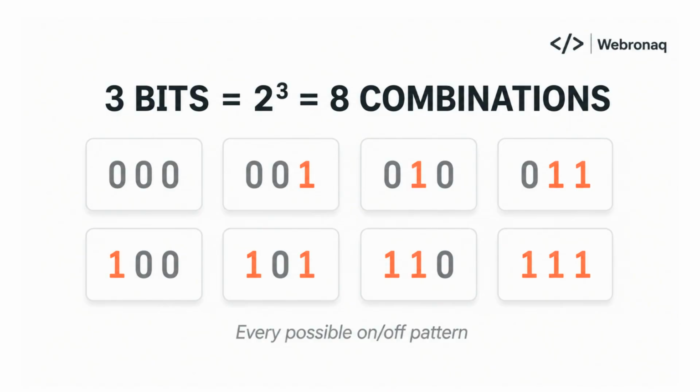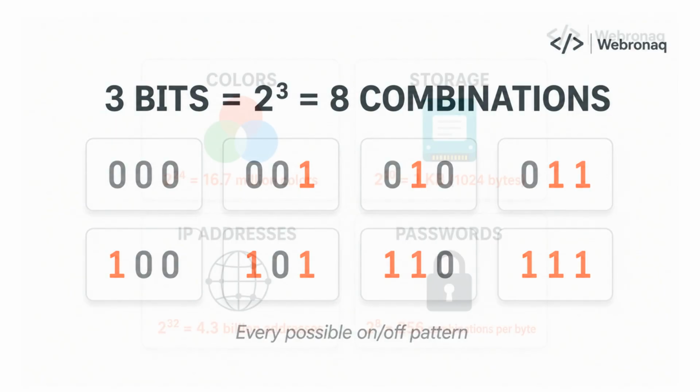Let me show you this with a real example. Say we have 3 bits to work with. Each bit can be either a 0 or a 1. So if you list out every possible on-off pattern, you get exactly 8 unique combinations, from 000 all the way to 111. And that matches our formula perfectly. 2 to the power of 3 equals 8. Each of these patterns can represent something different. A color, a number, a character, anything you want. This is how computers turn simple zeros and ones into meaningful data.